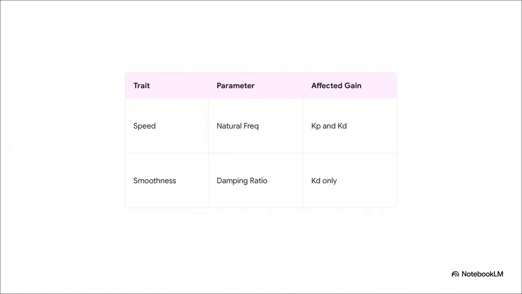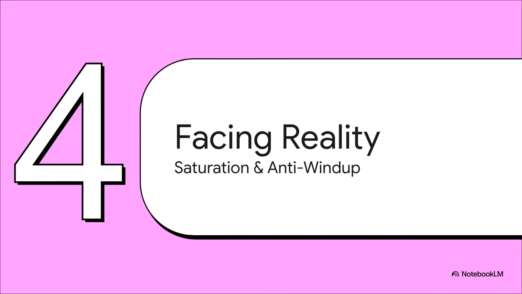Instead of guessing, we use second-order system dynamics. By clearly defining how fast we want the drone to respond, that's our natural frequency, and how smooth the flight should be, our damping ratio, we can mathematically calculate the absolute perfect proportional and derivative gains. We're not hoping for the best anymore, we are literally designing the exact shape of the flight response. Now things get really interesting. Level 4. Facing reality. It's time to tackle actuator saturation and anti-windup.